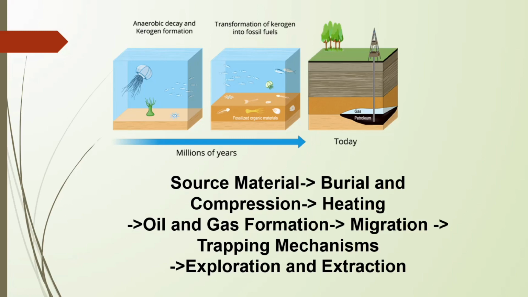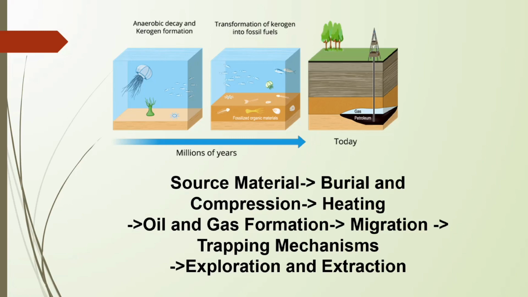Migration: the oil and gas, now in a highly pressurized state, start to migrate through the surrounding rock layers. They move from the source rock to porous and permeable reservoir rocks, where they accumulate in underground reservoirs.